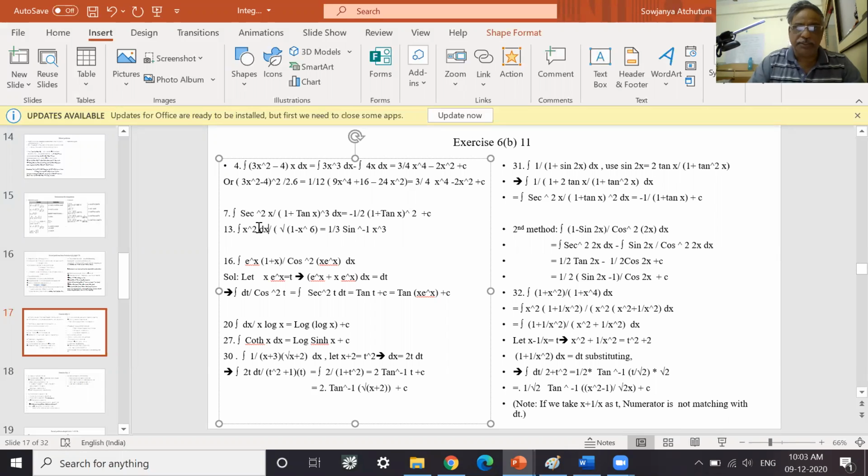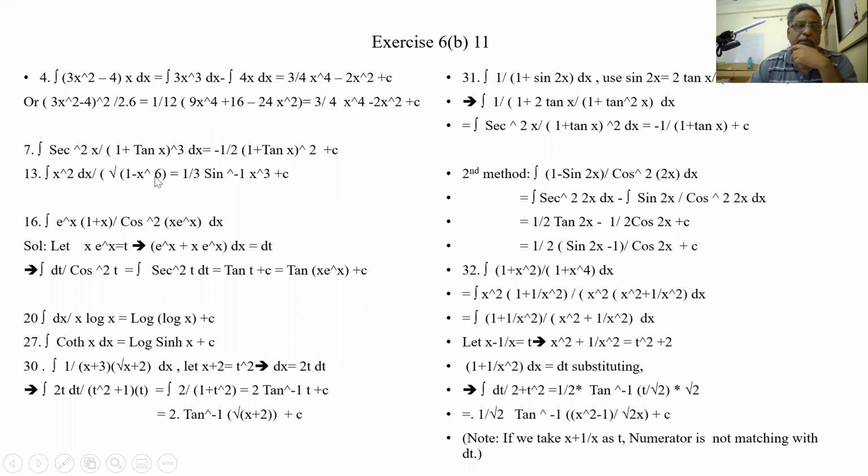Should have dx here. Okay. So let us say integral e to the power of x into 1 plus x by cos square x e to the power of x dx. See, x e to the power of x dx. Let x e to the power of x be equal to t. x e to the power of x is t.